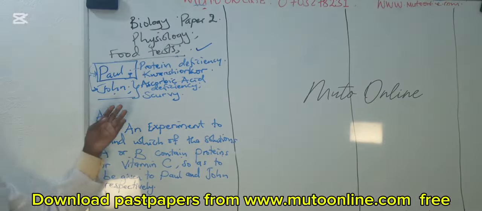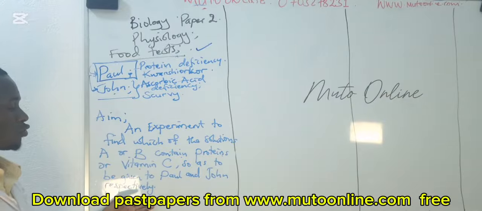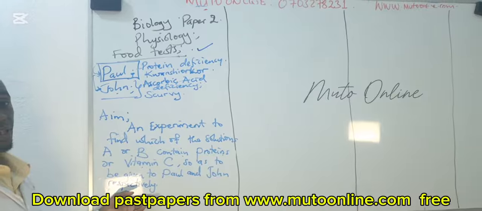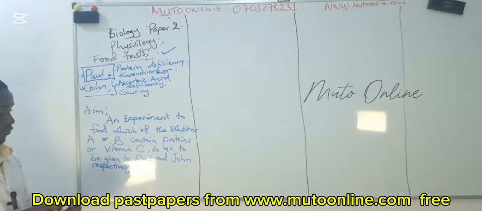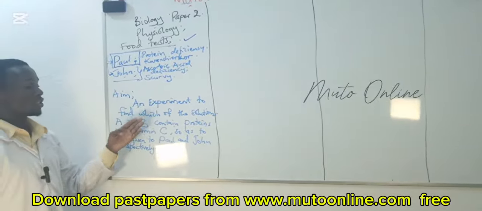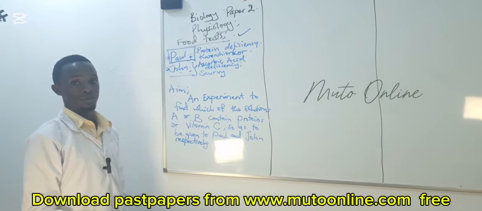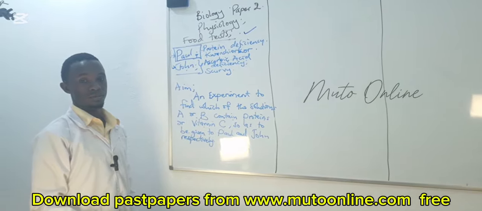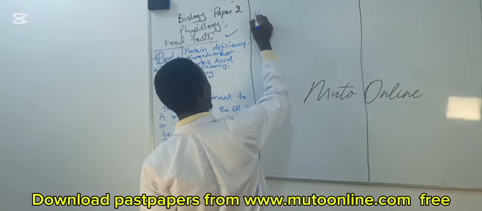Basing on the scenario, to me, I would go to this direction. You can also think of your direction, but finding out which of the food solutions, A or B, contains which nutrient that is required by Paul or John. So my hypothesis will still be in line with these food nutrients.